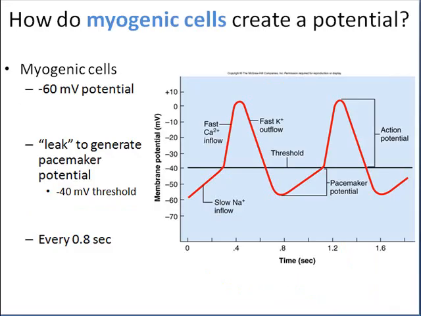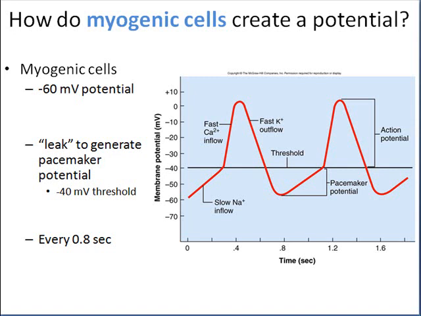So as promised, I am going to talk now about how it is that those modified myocytes, those myogenic cells, go about generating this pacemaker potential, this continuous signal to the rest of the heart cells to contract. Now there's a couple things about myogenic cells I need to tell you.